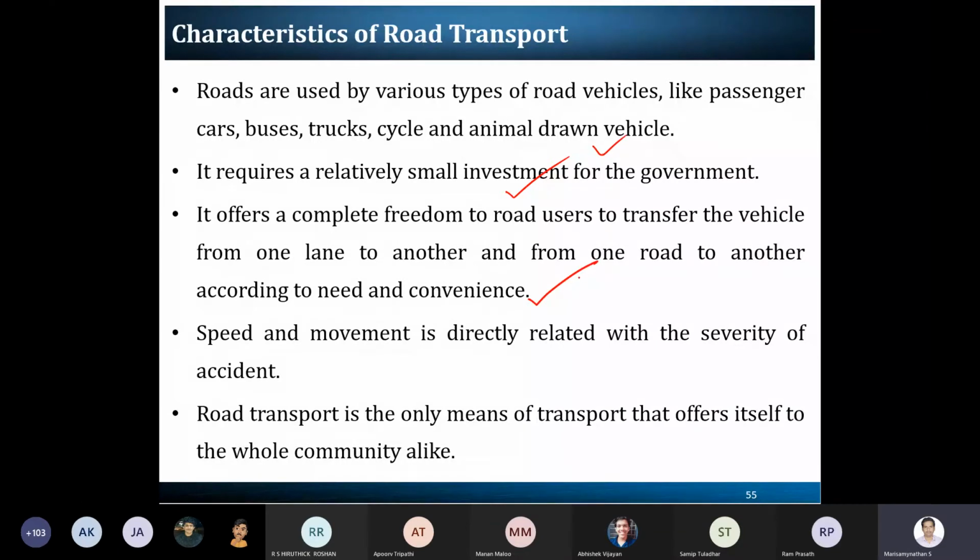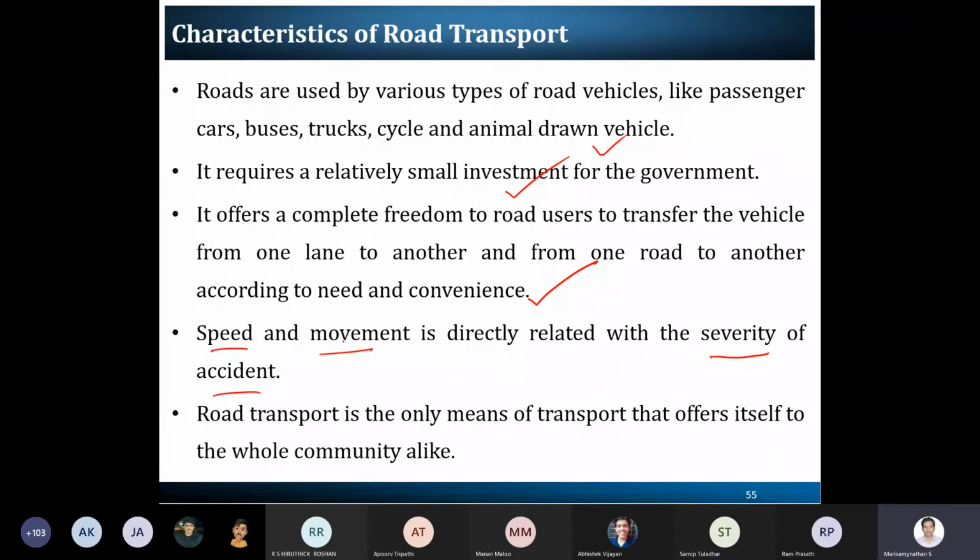Then the speed and movement are directly related to the severity of the accident. So the speed as well as how the movement is happening, that characteristic is also considered a main characteristic of road transport.